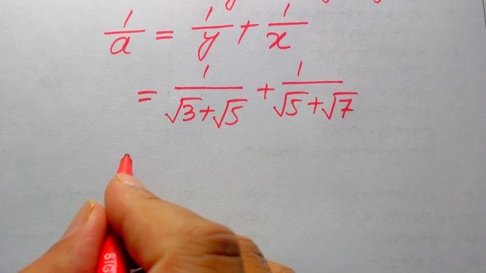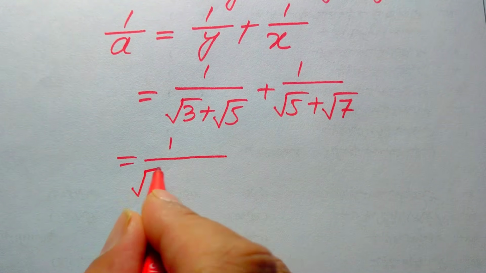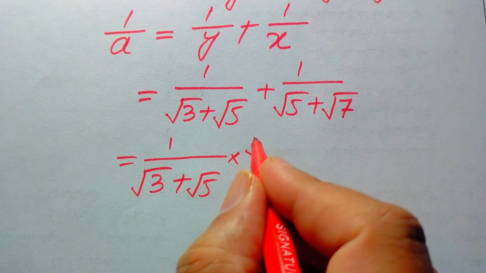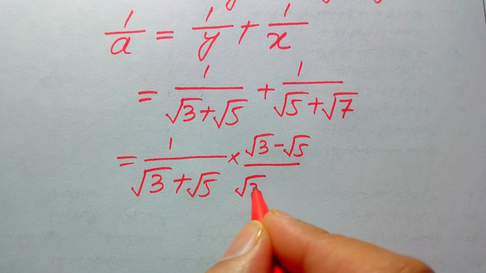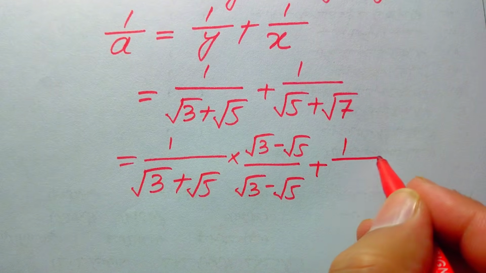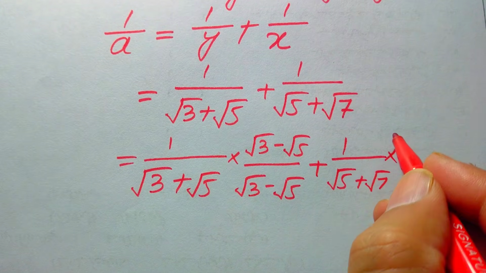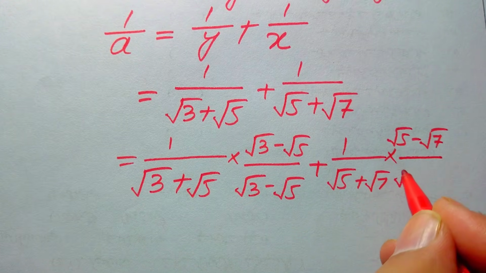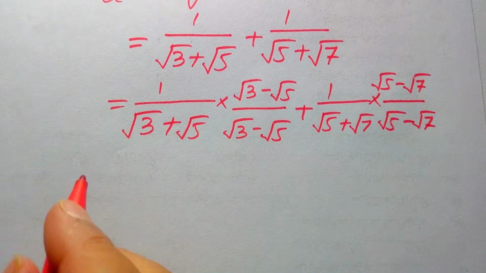And now here we need to rationalize both of these two terms, and it will become 1 over square root of 3 plus square root of 5 multiplied by square root of 3 minus square root of 5 divided by square root of 3 minus square root of 5, plus, in the same pattern we have 1 over square root of 5 plus square root of 7 multiplied by square root of 5 minus square root of 7 divided by square root of 5 minus square root of 7.